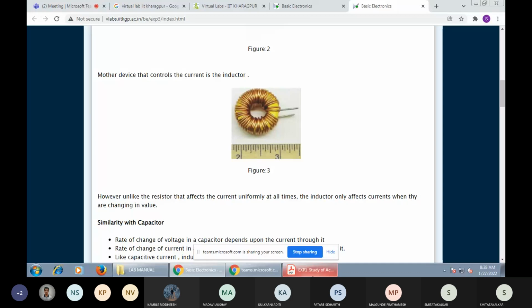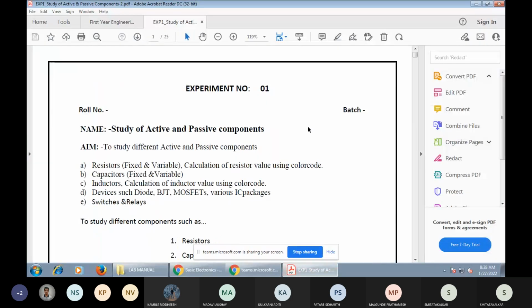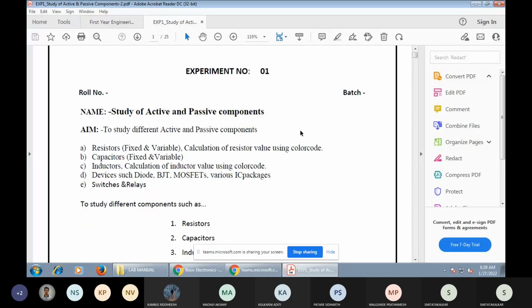You can see here the first experiment in the laboratory, experiment number 1. What is the name of the first experiment? Study of active and passive components. This is the title of the experiment. After that, you can write down your roll number, your name, and the particular batch. You can click on the printout pages after submission of the first experiment. When the first experiment is completed, we will get the printout.